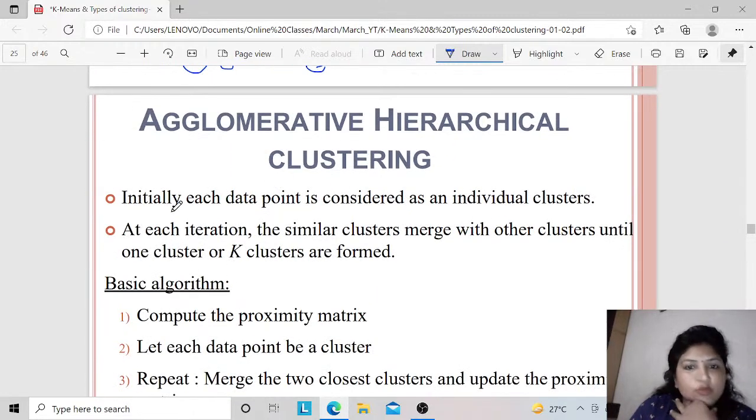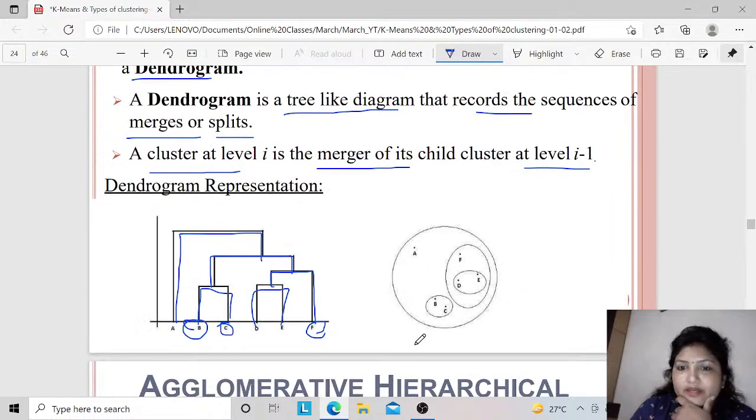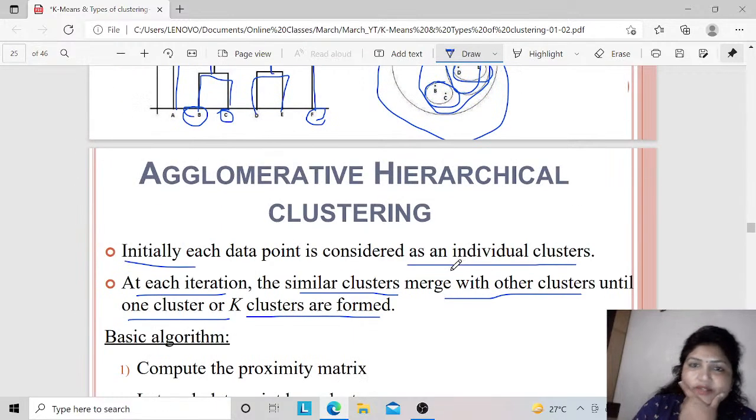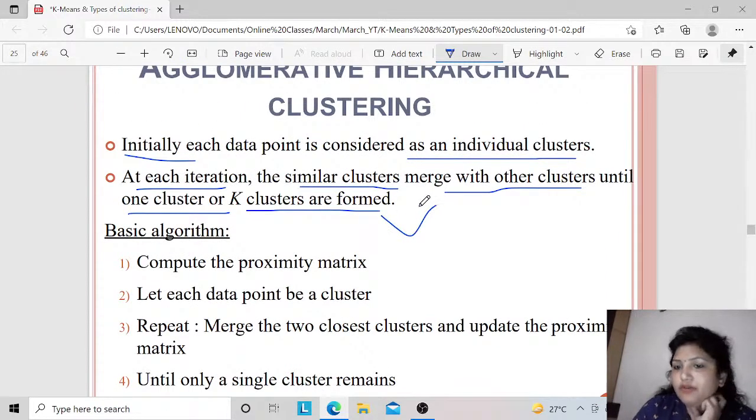So let us go through the algorithm part also. Initially, each data point is considered as an individual cluster, right? At each iteration, the similar clusters merge with other clusters until one cluster is formed. At the end, you may say there are different clusters according to the points, and then you make one cluster containing all the points. This is our basic motive for applying agglomerative hierarchical clustering.